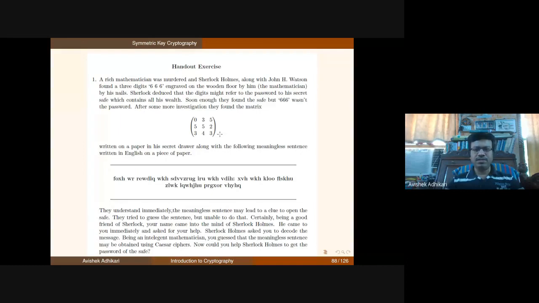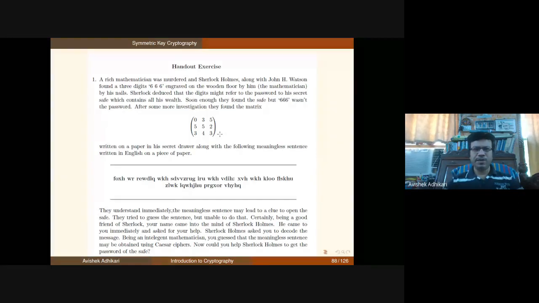So they saw 666, engraved by the mathematician with his nail. Sherlock deduced that the digits might refer to the password to the secret safe which contains all his wealth. That means some locker, and 666 could be the password for that locker. So in the initial phase, the investigators and Sherlock Holmes thought that 666 could be the password for the locker.